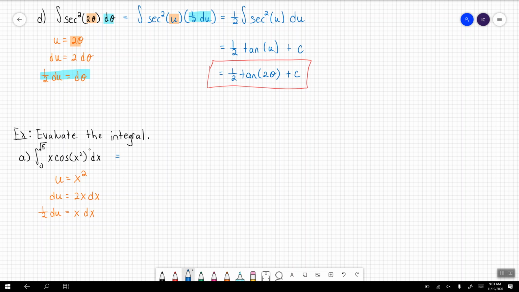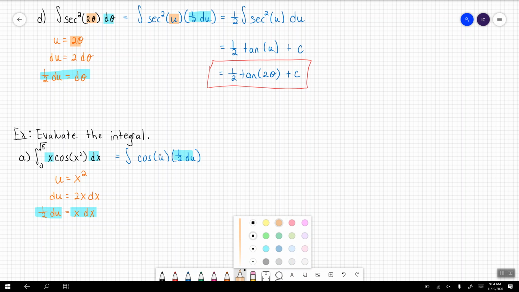So when I rewrite my integral then, I'm going to have this integral for cosine x squared is now u, x dx, that is now 1/2 du. So again, that 1/2 du, that was my x dx. And then my u was that u substitution that we made here. Perfect.